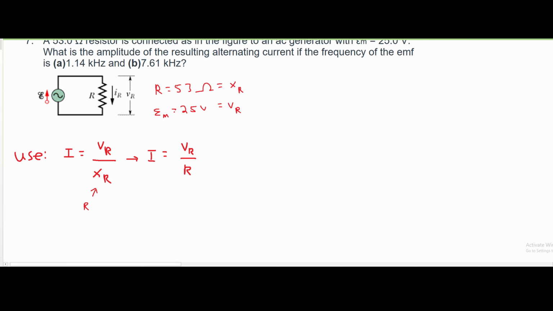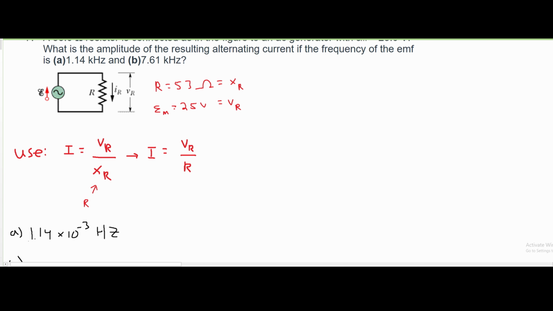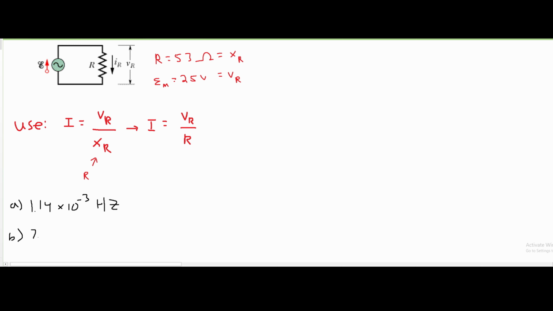Now we can solve for A and B. For A, we have 1.14 kilohertz. That's going to be equivalent to 1.14 times 10 to the negative 3 kilohertz. For part B, we have 7.61 times 10 to the negative 3 hertz.